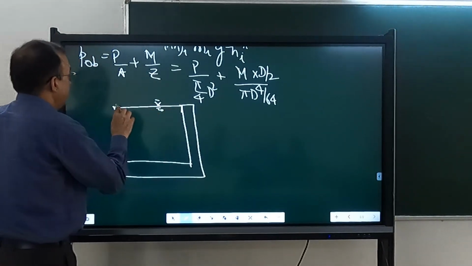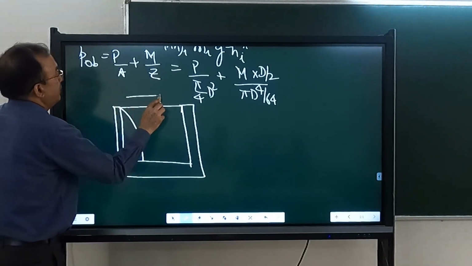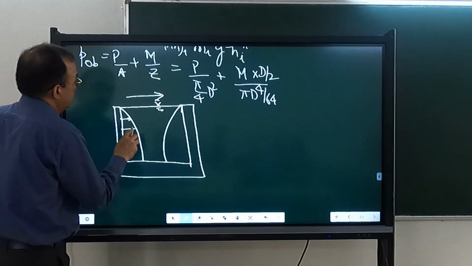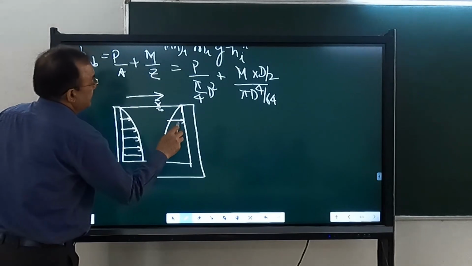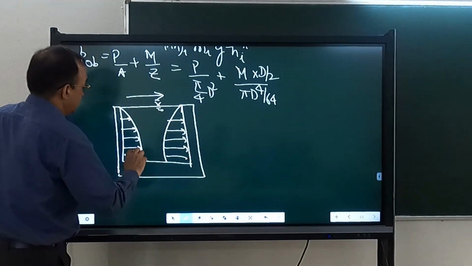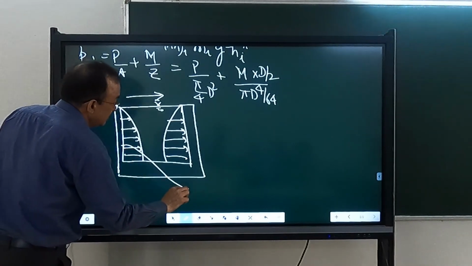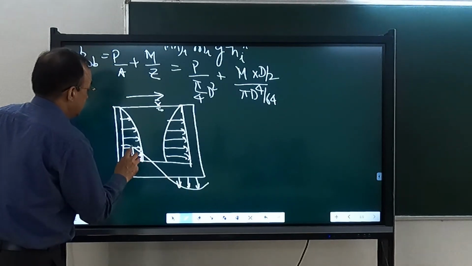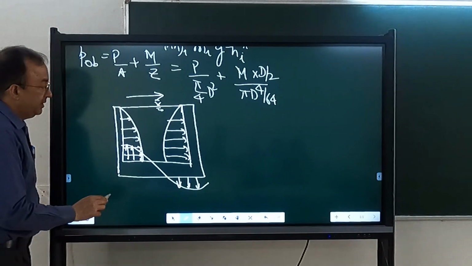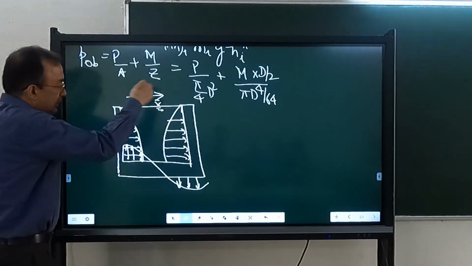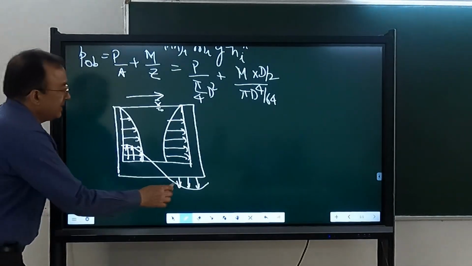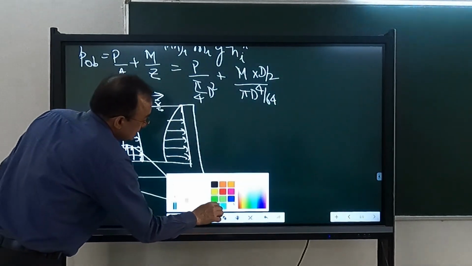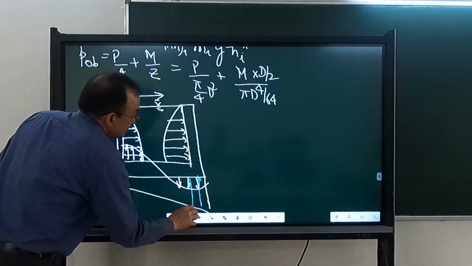So what is happening here? Suppose earthquake force is acting in this direction. So there will be a pressure acting like this. There will be pressure acting like this. There will be a pressure acting like this. Okay. And then this total moment of all this you have to consider. That will act from the base. So at the base, it will be acting like this.